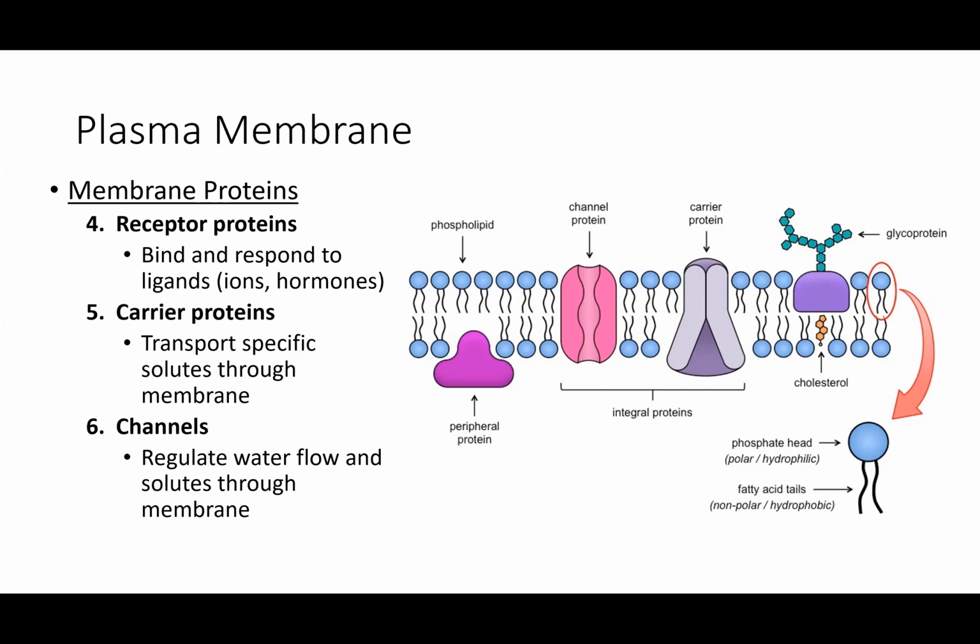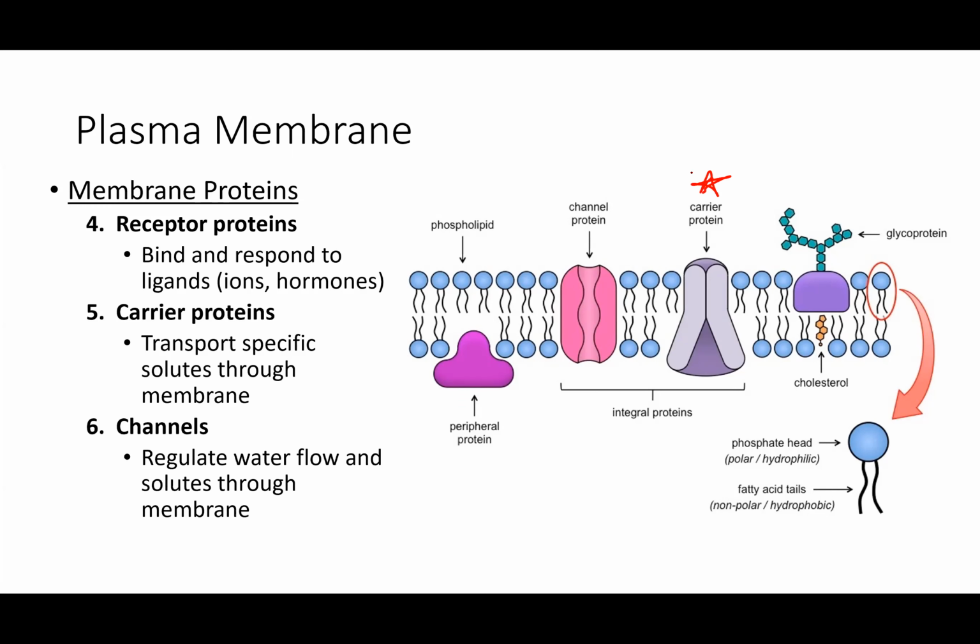Then you have carrier proteins, like this picture here, and they're very specific for a particular solute, like sodium, for example, or calcium. And they transport those specific ions or substances only into the cell. So you have specific carrier proteins for every different type of substance that's out there.